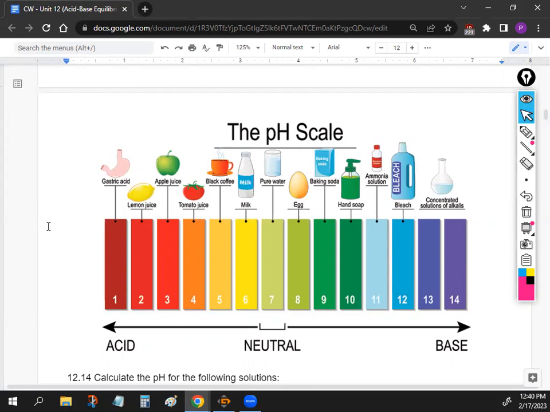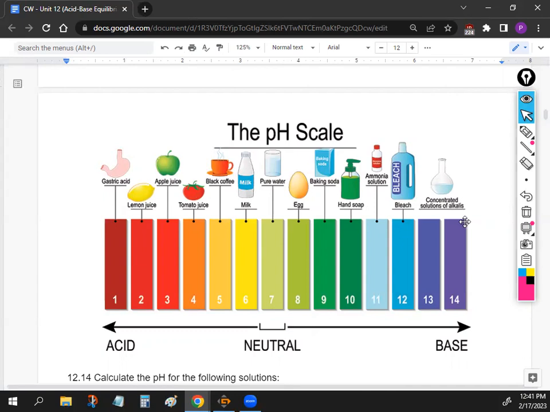Okay. Yes. Wait, so is anywhere around 7 neutral, or is it only 7 flat? 7 flat is neutral. If it's like 6.8, 6.9, that'll be slightly acidic. If it's like 7.2, you say slightly basic. Slightly basic, yeah. Exactly. Good question.